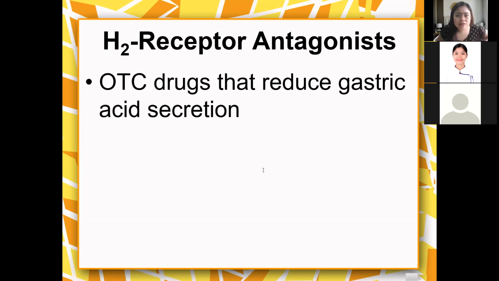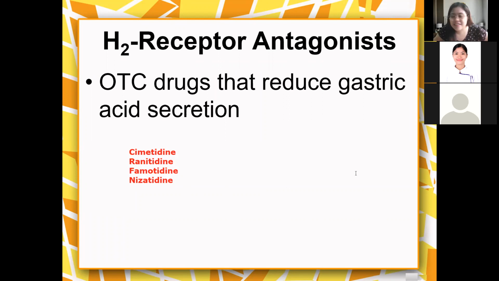Wait lang. And then, unsa ni sila ng mga drugs? We have here, the first one is the cimetidine, and then we have the ranitidine, famotidine, and I forgot the other one. Let me check first. Yeah, tama. We have also the nizatidine. So you will recognize them sa ilahang name. They all end with tidine. I forgot the brand names. I'm not really familiar with the brand names.